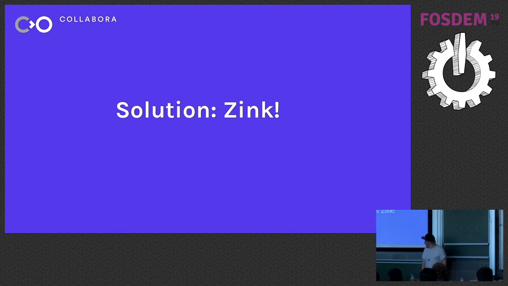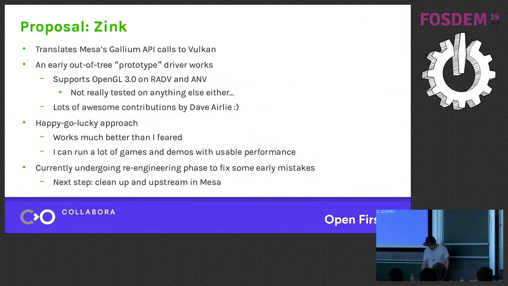So my solution to this is called Zink. It's a Mesa Gallium driver that takes the Gallium API calls and translates them into Vulkan. It's currently in what I would call an early out-of-tree prototype stage. The driver works reasonably well.